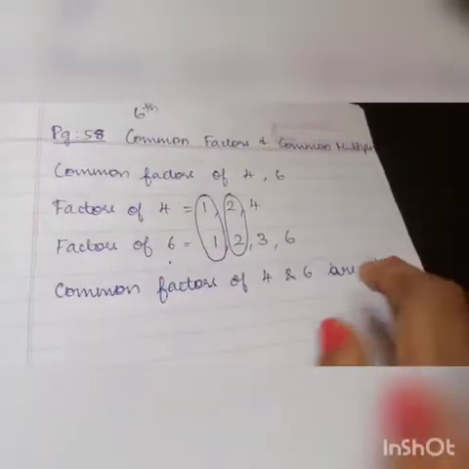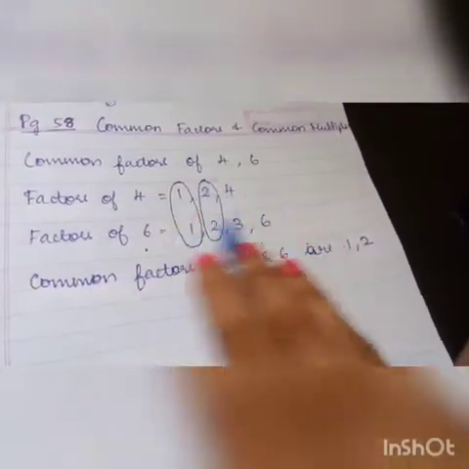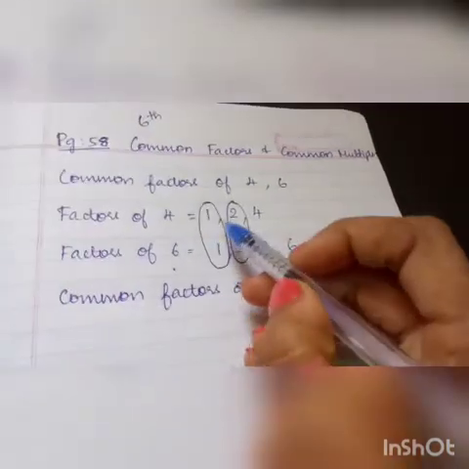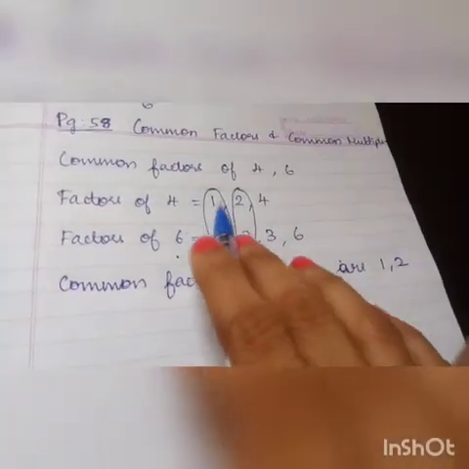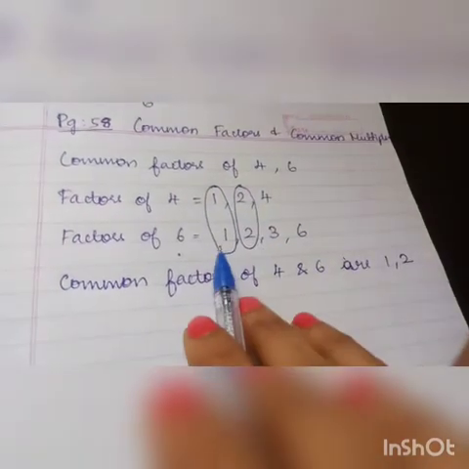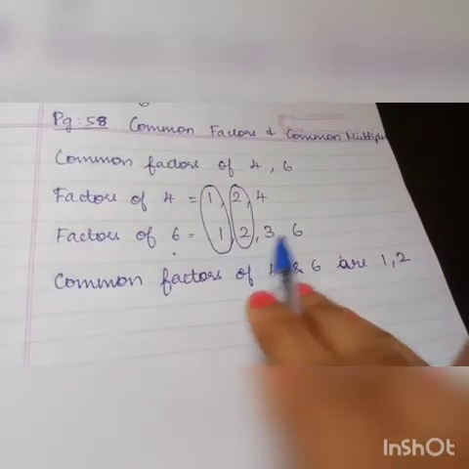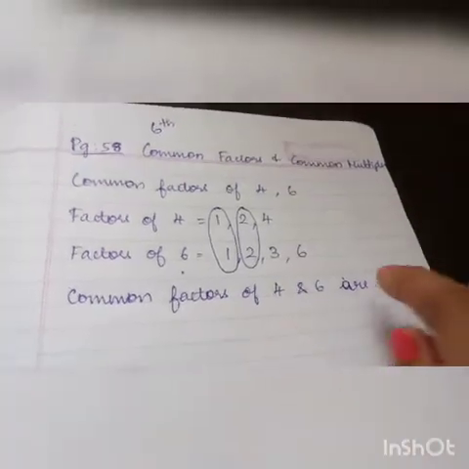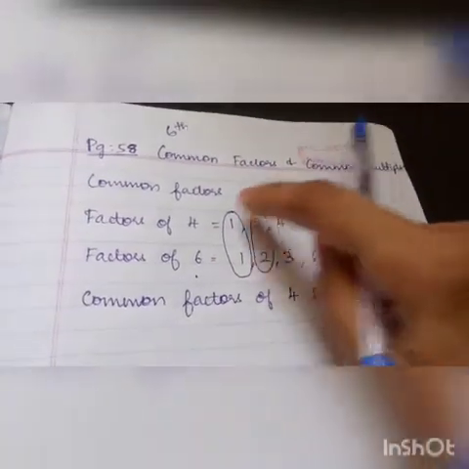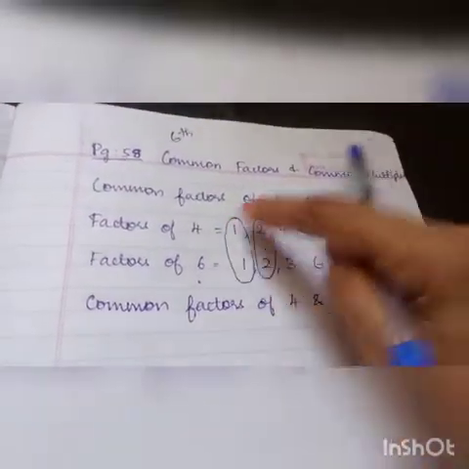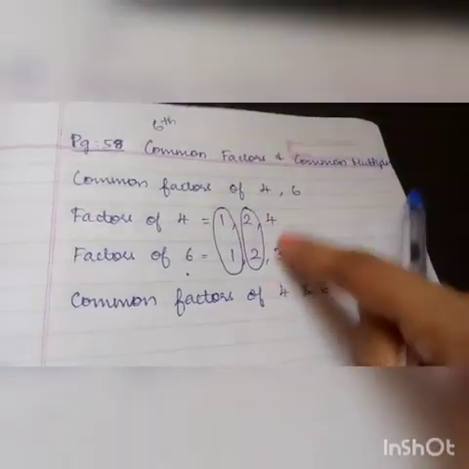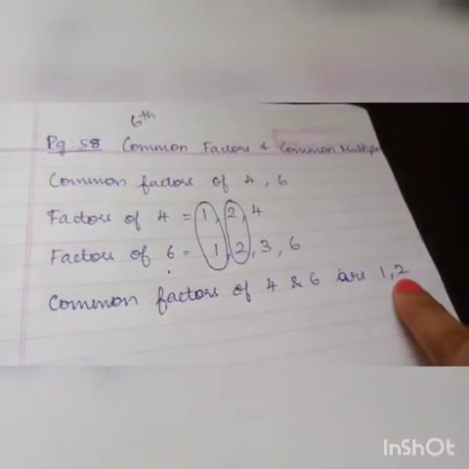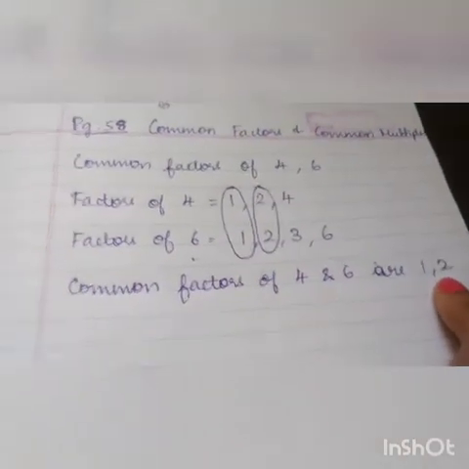Okay. Common factors, now what? First you should find the factors of an individual number. How will you write the factors? You will put commas and write. You should not put a multiplication sign and write. You should put commas: 1, 2, 4; 1, 2, 3, 6, like that. Then you should circle it in pencil. What are the common factors between these two? 1 and 2. Is there anything common other than this? No. So the common factors of 4 and 6 are 1, 2. Okay. Next.